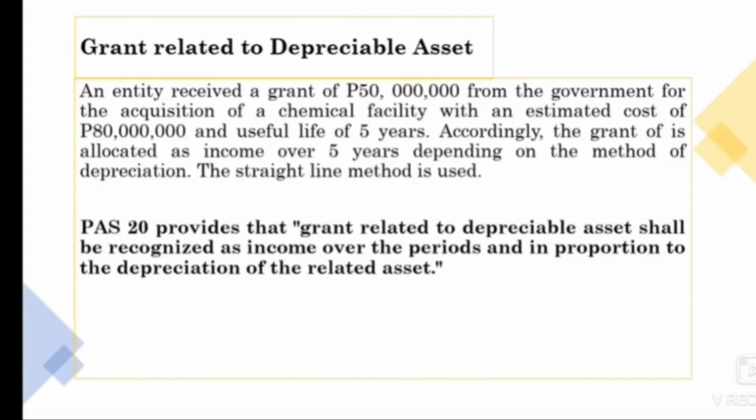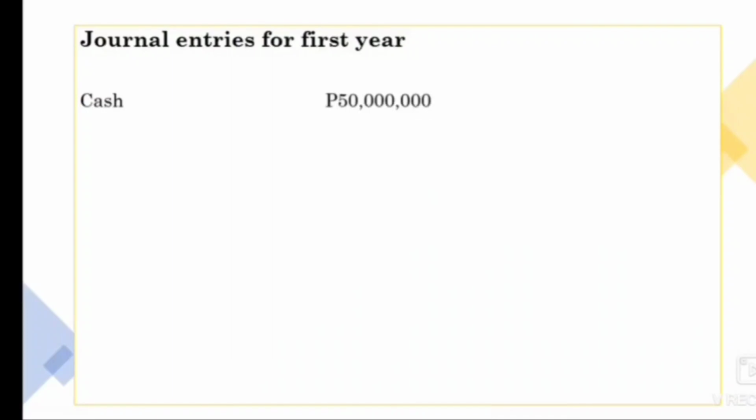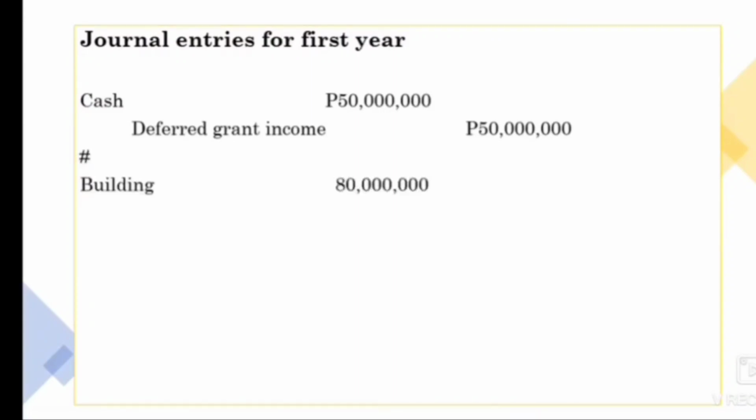To further understand this, let's do the journalizing. So, journal entries for the first year is we debit cash and credit grant income to record the government grant received na 50 million. Tapos, syempre, i-record din natin yung acquisition of the chemical facility na 80 million, tas cash. Tapos, yung depreciation, di ba? Sabi, yung depreciation daw ginamit ay straight line method.